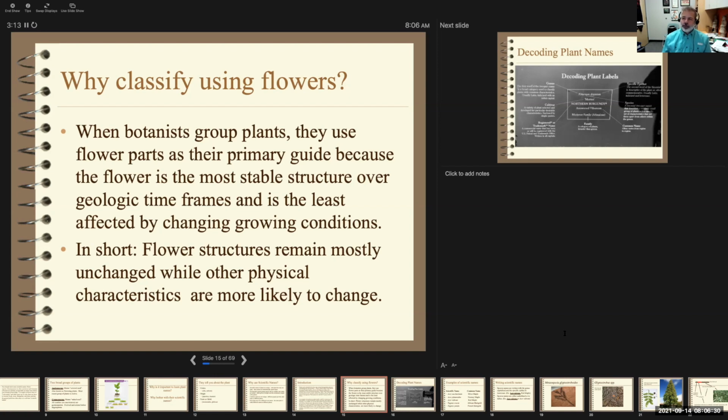And so if you start looking at plants that are in similar or in the same family, you might notice that they've got similar flowers. You look at the plants that are different species, but in the same genus, you might start looking at their flowers to see the similarities of their flowers.